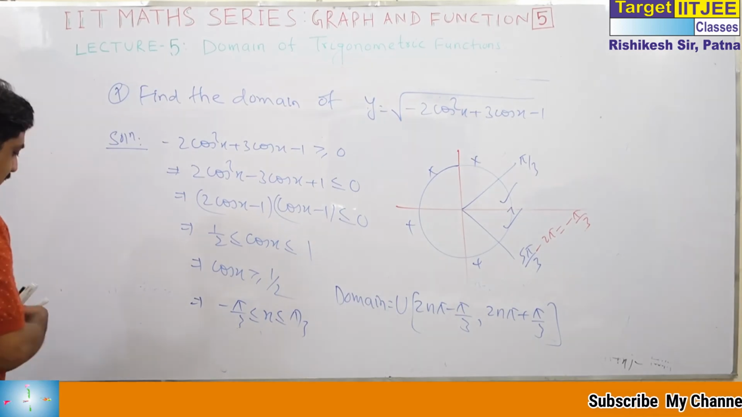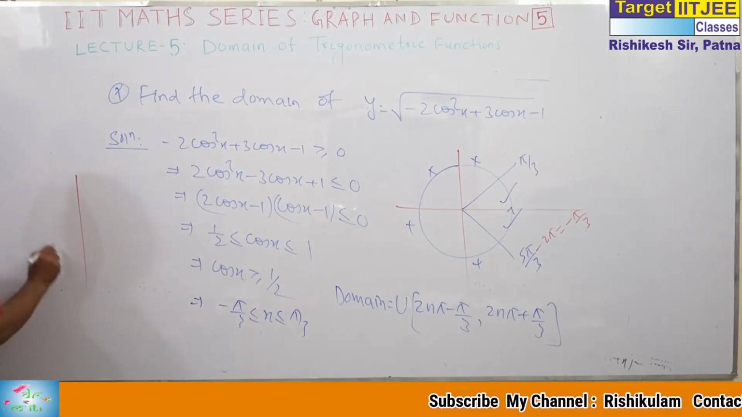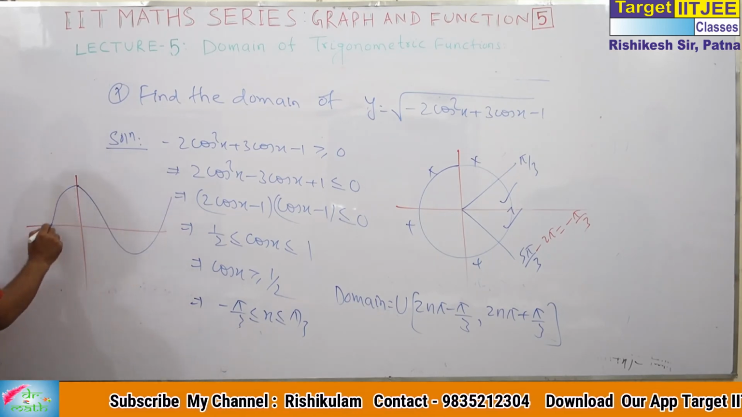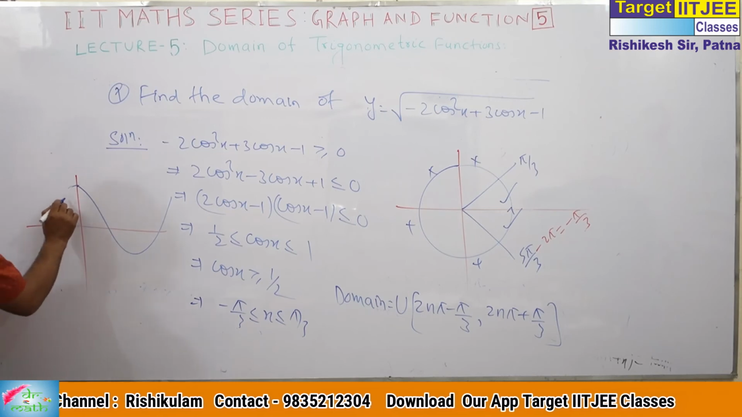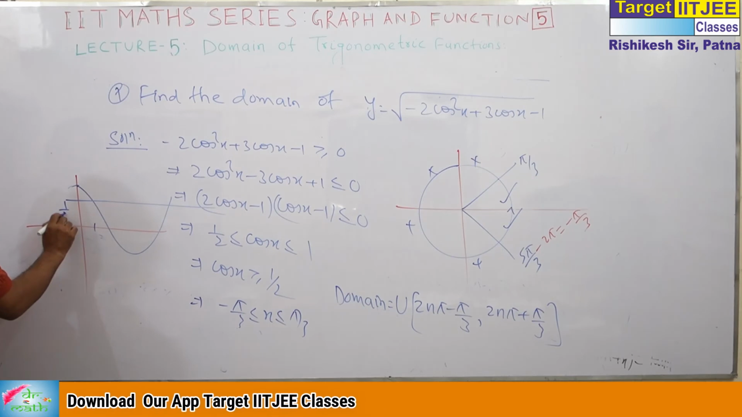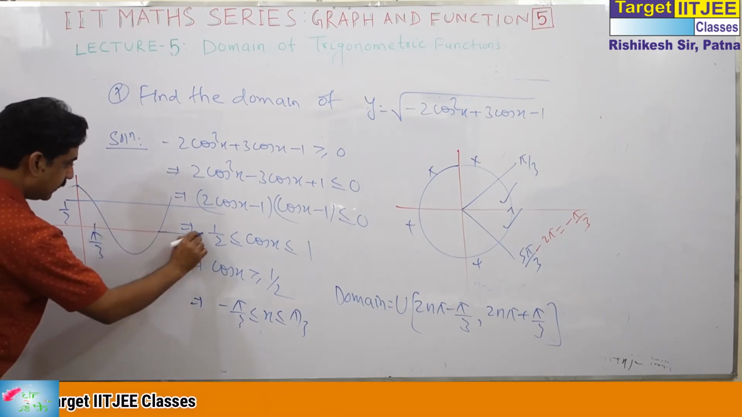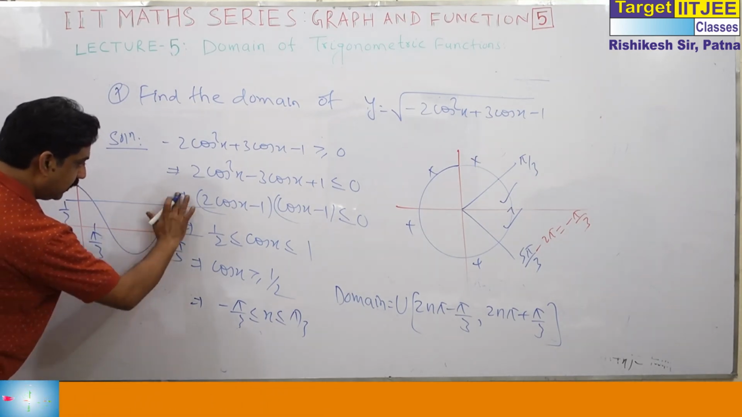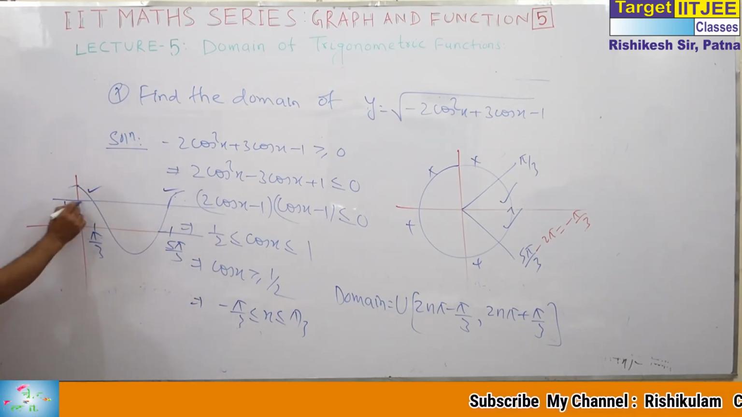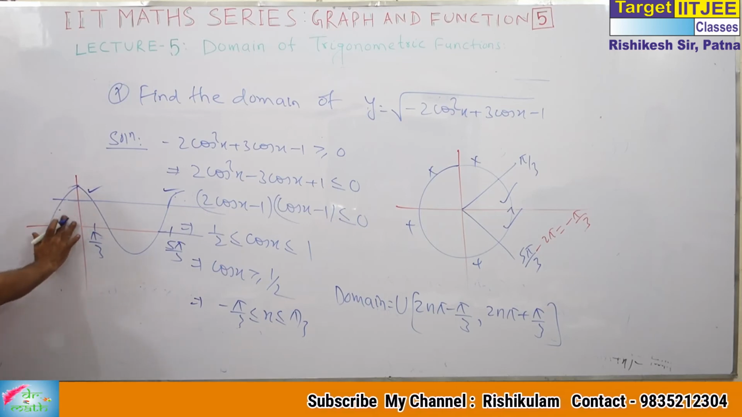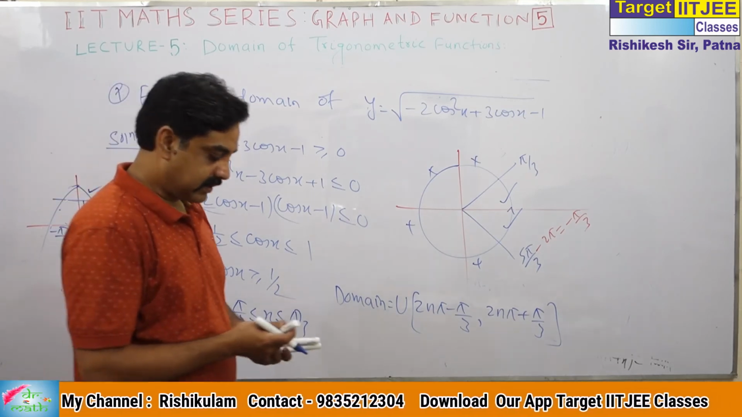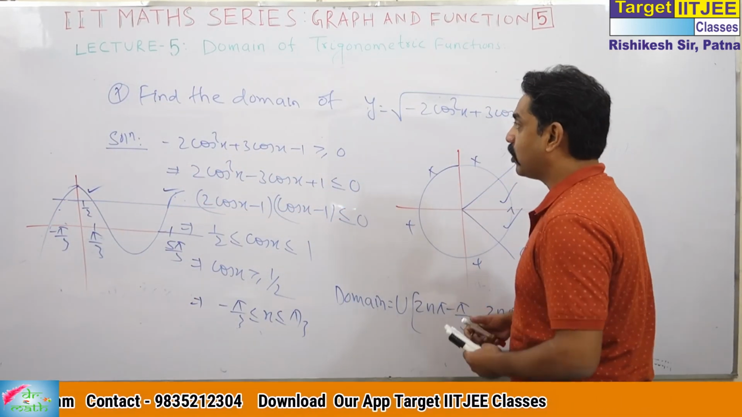If you want to see this through a graph, you can also see. This is the graph of cos x, and 1 by 2 is at pi by 3 and at 5 pi by 3. This is the portion. We produce it to this, so it will be minus pi by 3, as I have done earlier. Sometimes we need to apply common sense.